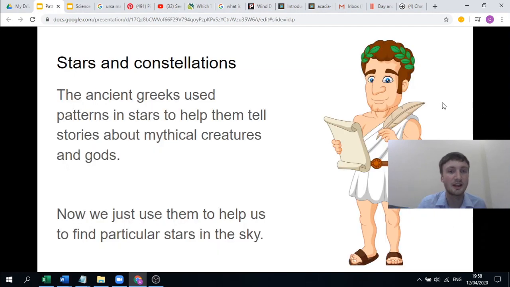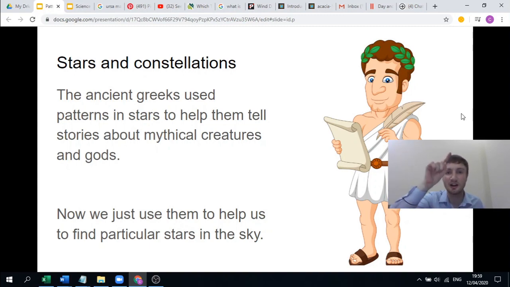So, we're going to talk about stars and constellations. Okay, so the ancient Greeks used patterns in the stars to help them tell stories about mythical creatures and gods. The Greeks had a very active imagination. So when they wanted to tell a story about Zeus or Apollo, any of the other Greek gods, they would use constellations to draw pictures in the sky.